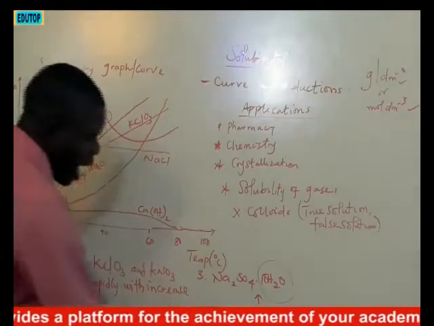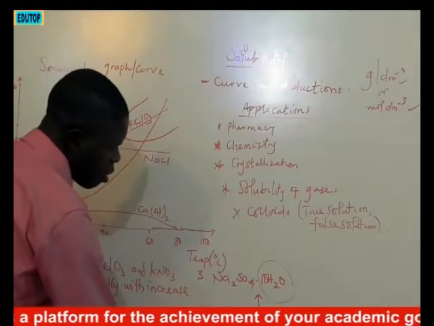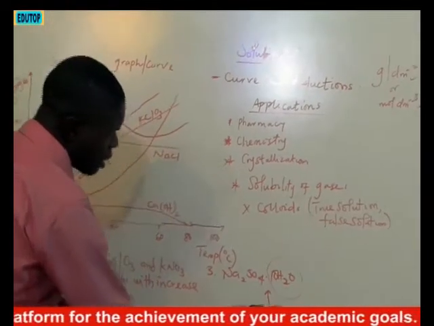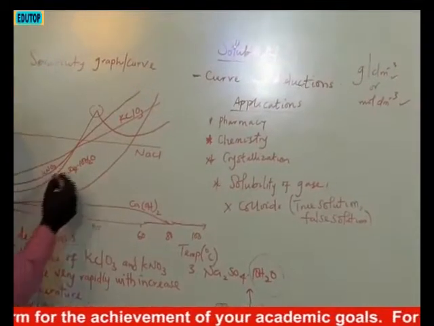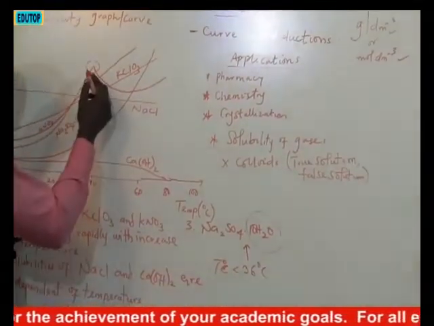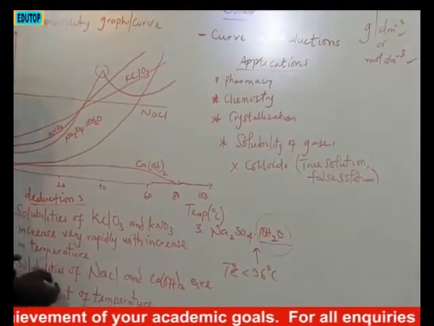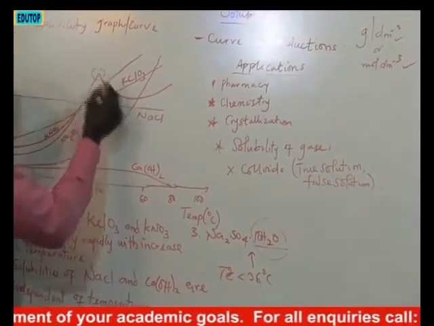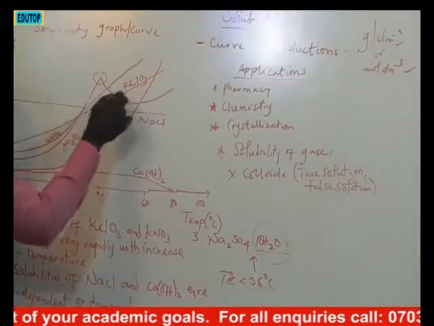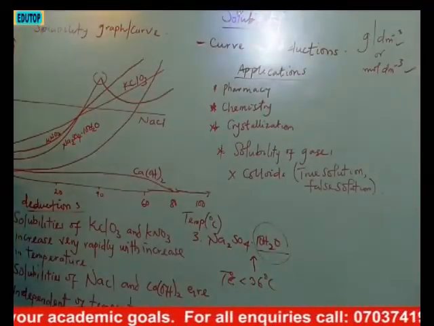So it shows that at a temperature below 36 degrees Celsius, it is moving normally, it is increasing. Then as soon as it loses the 10 molecules of water, you have it coming down with a sharp edge this way. Take note of that.